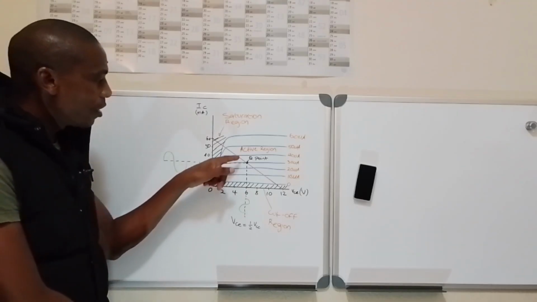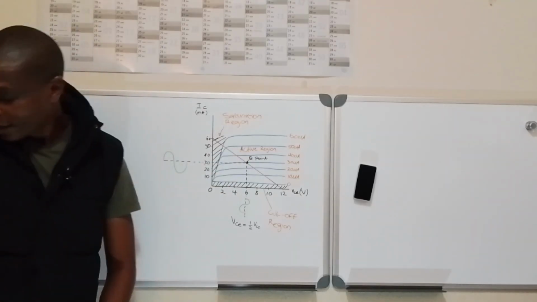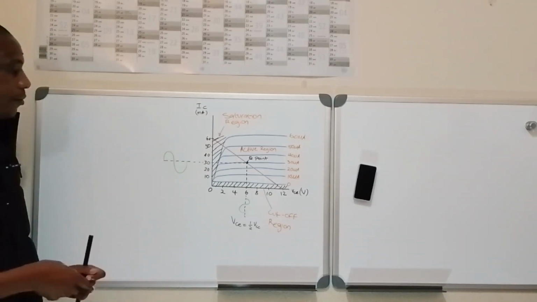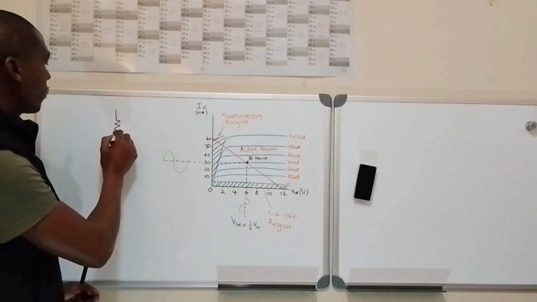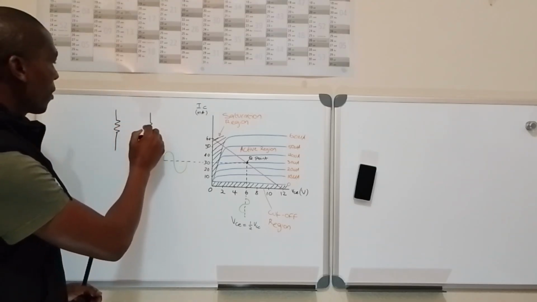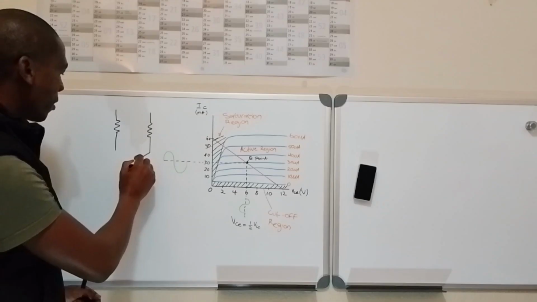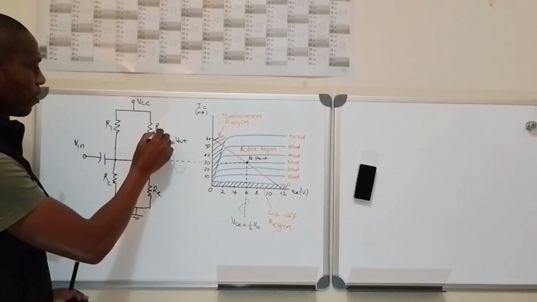But how do you make sure that the transistor operates in the active region? We said we're going to talk more about the voltage divider bias and RC.